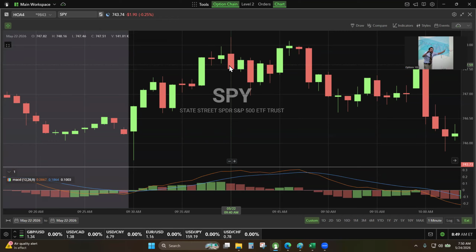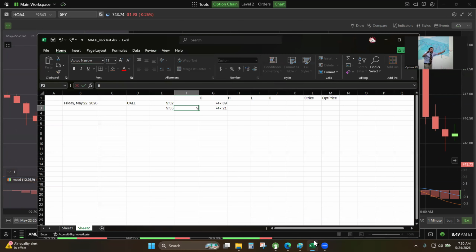Look down here at the bottom, you can see the time. So I'm going to probably get out of this about 9:40 because that's when that candle forms. So here's a good trade. I'm going to get in at 9:35. I'm going to get out at 9:40.